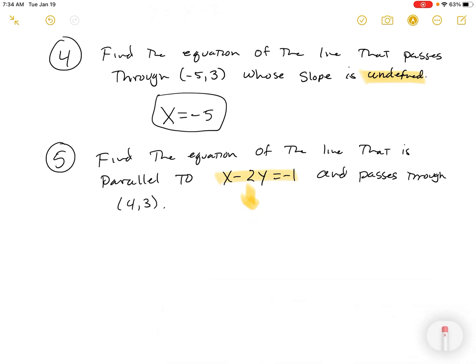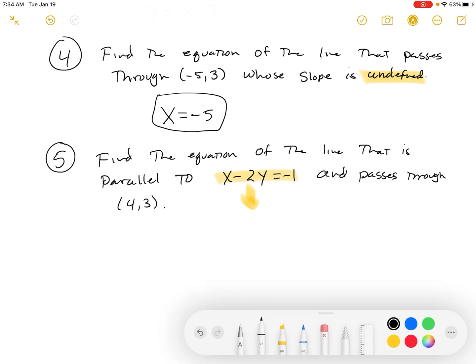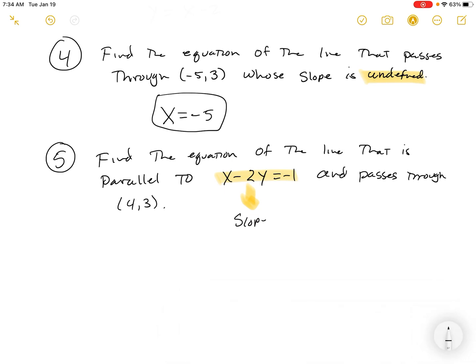We're using this only for the slope of our line. And so what's the slope of our line? Well, I don't know how you want to solve for y. Personally, this is what I would do. I would move the 1 over to the left, the 2y over to the right, and then divide everything by 2.